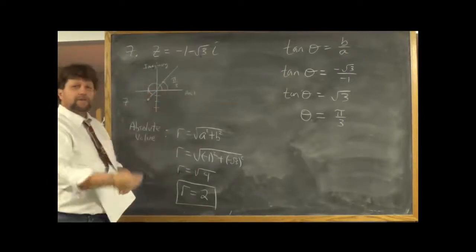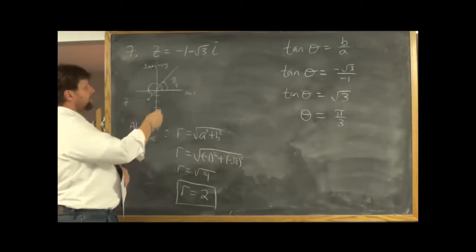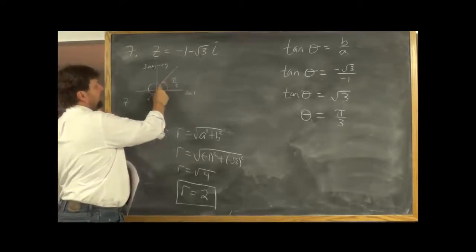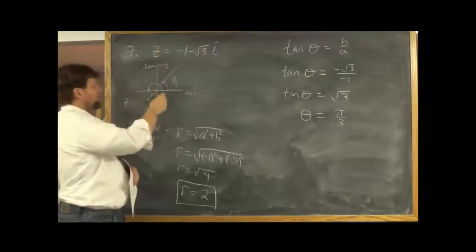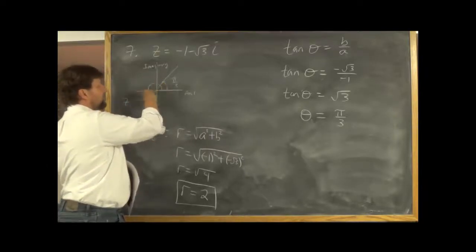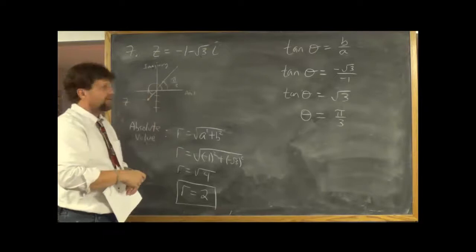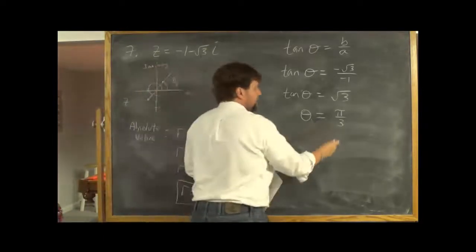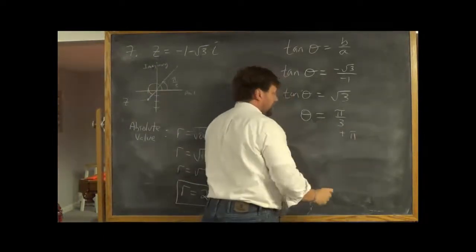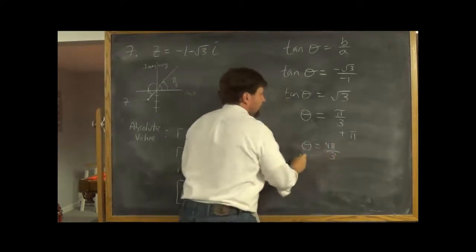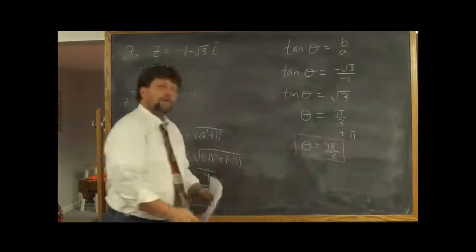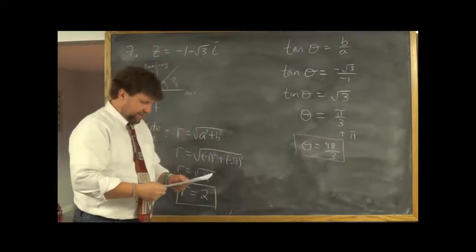Well, I think the answer is in the figure. If this is pi over 3, this angle down here, we have a straight angle. A straight angle means all I need to do is just add pi to pi over 3. So I take this and I add pi, and that gives me the angle I need to use for the polar form of this complex number.